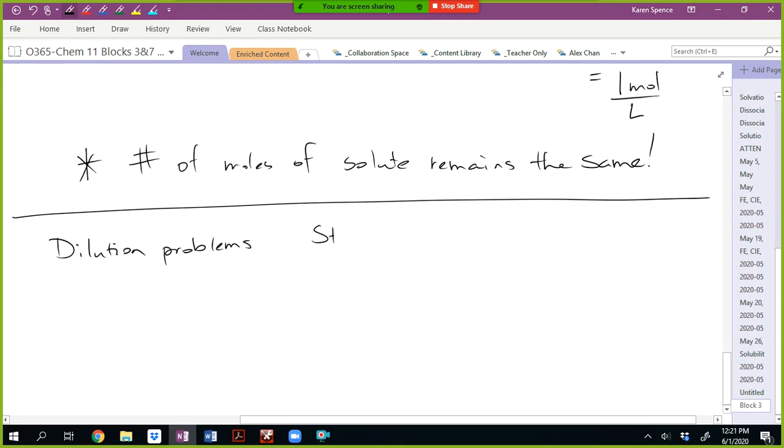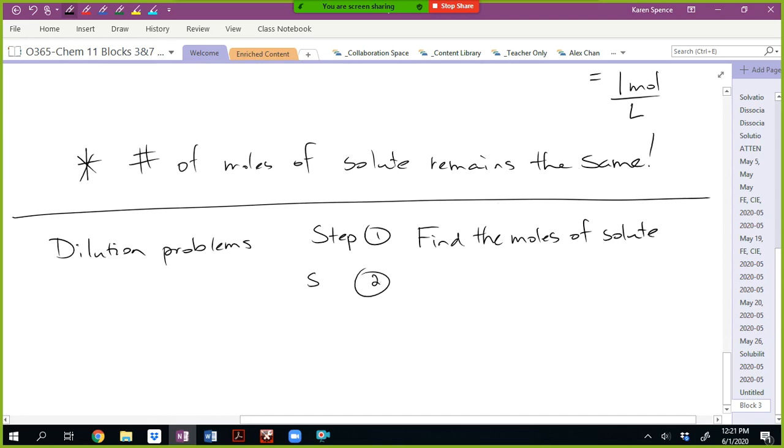So, in dilution problems, step 1, because the moles of solute remain the same, your first step is to calculate the moles of solute. I don't know why I'm accenting the weird syllables. So, step 1, find the number of moles of solute.